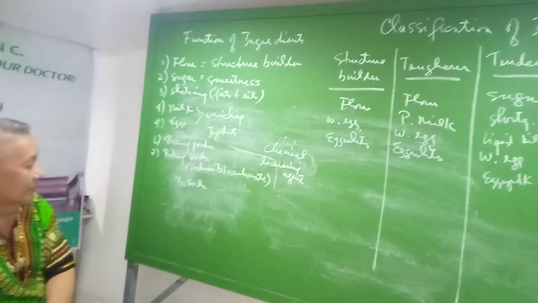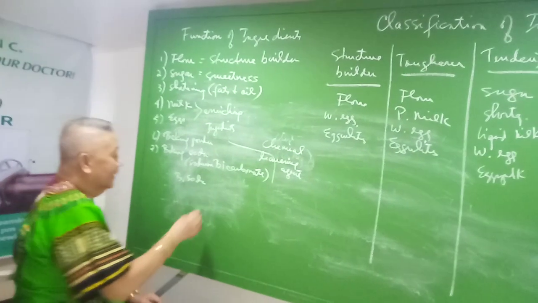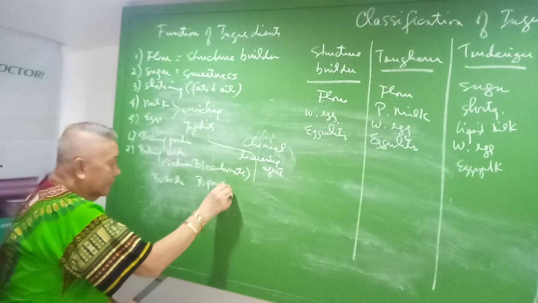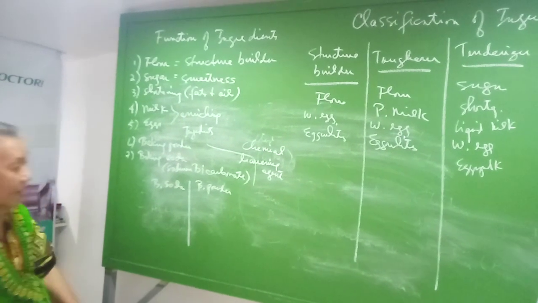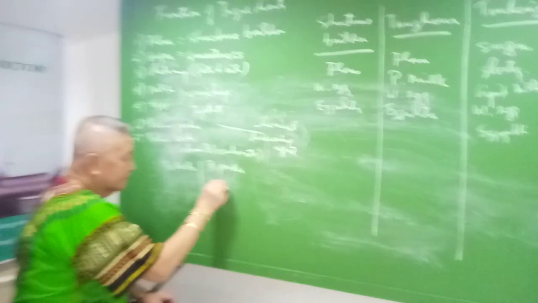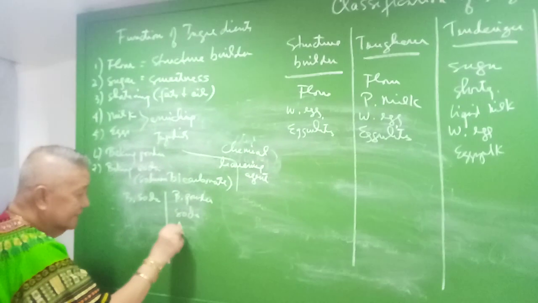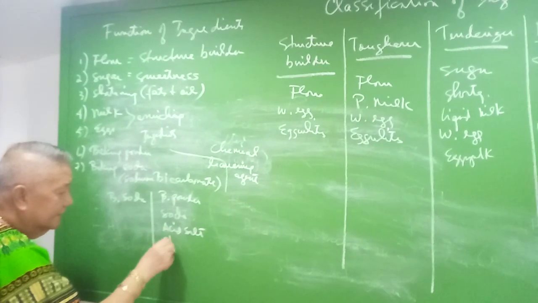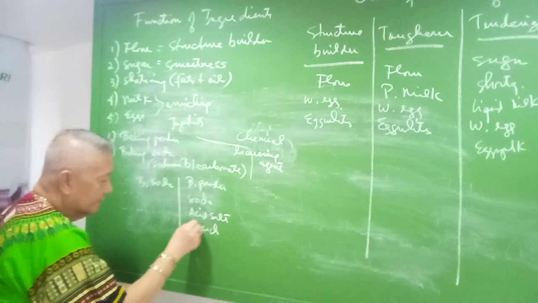Now, to have the baking powder, ang baking powder mixture ng soda, ng acid salt, at ng starch. Okay?